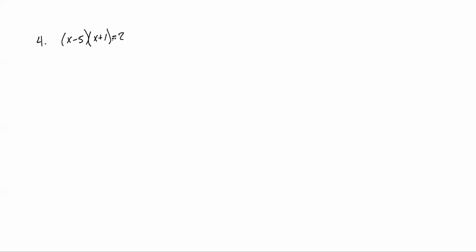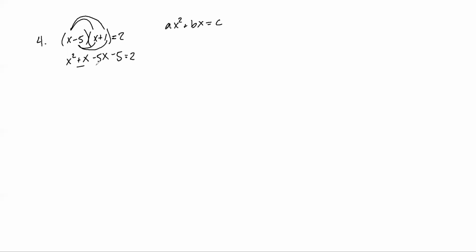Now, first thing we want to do is put it in that form where we have ax squared plus bx equals c. So we're going to have to multiply out the left-hand side. We'll go ahead and FOIL. So we have x times x is x squared. X times 1 is x. -5 times x is -5x. And then -5 times 1 is -5.